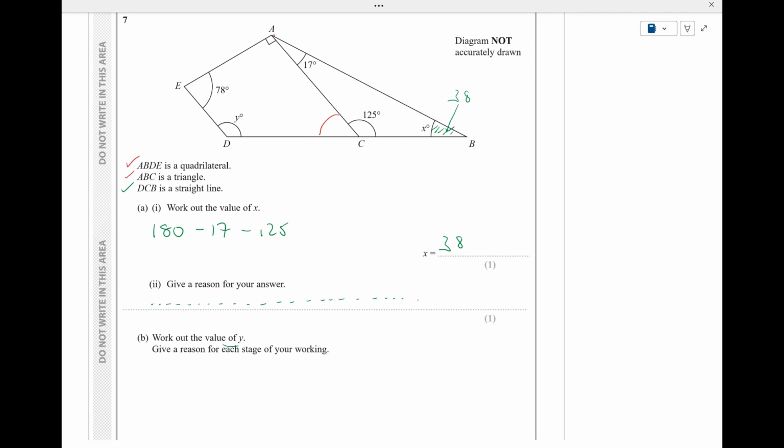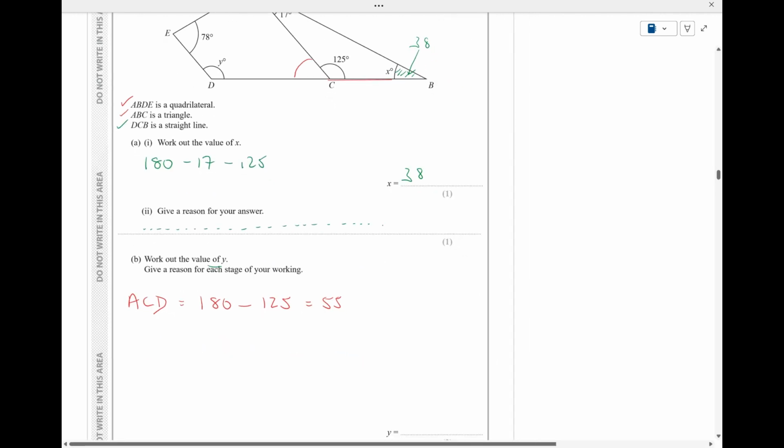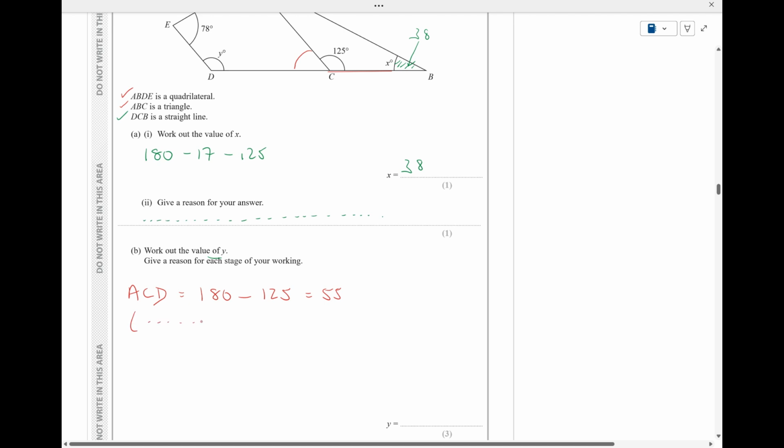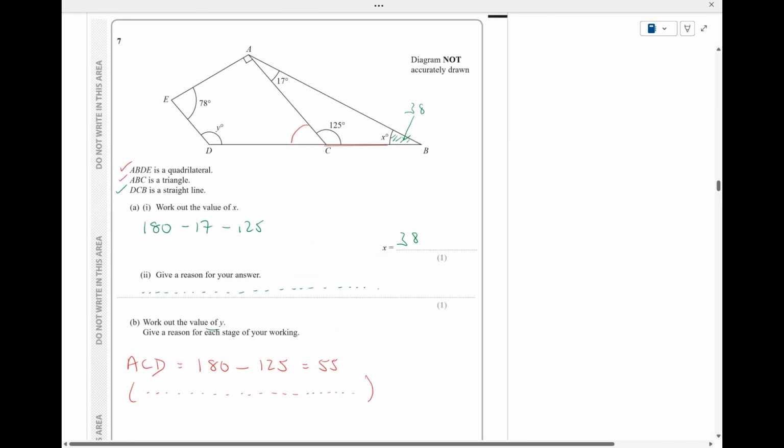Now, that is angle ACD. And it's going to equal 180 minus 125, isn't it? Because there are 180 degrees on a straight line. So, do that on my calculator. 180 minus 125. So ACD is 55 degrees. And I've got to give a reason. So I will say, in brackets, there are 180 degrees on a straight line. No, that one is 55. Let's write it in here.